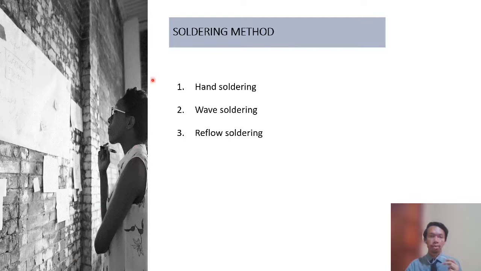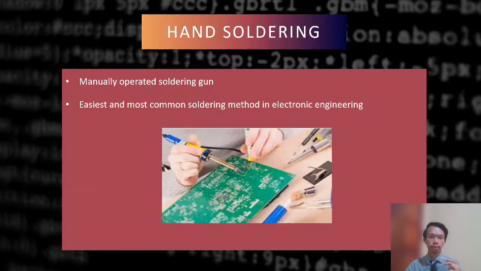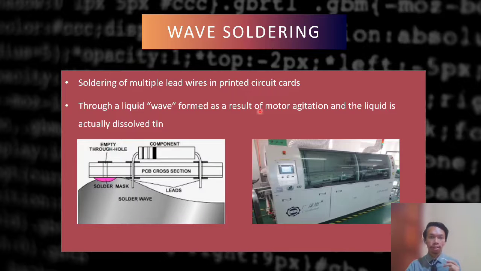So the next point is soldering method. There are three methods, which are hand soldering, wave soldering, and reflow soldering. Hand soldering uses a manually operated soldering gun and it is the easiest and most common soldering method in electrical engineering. Wave soldering is soldering of multiple lead wires in printed circuit cards.